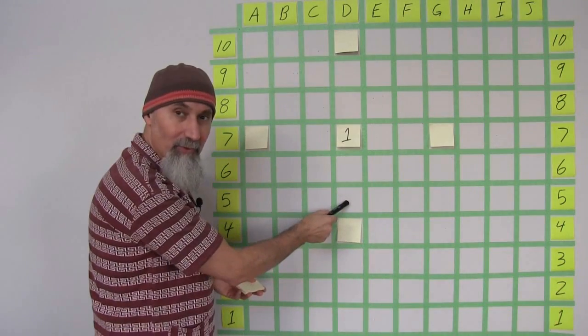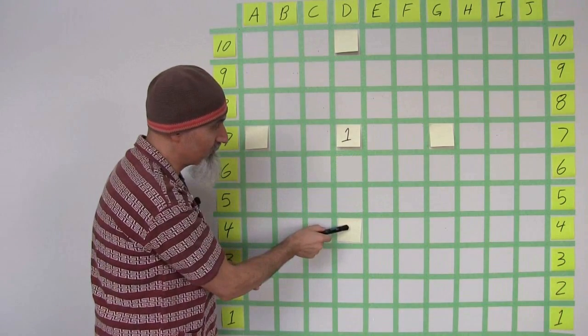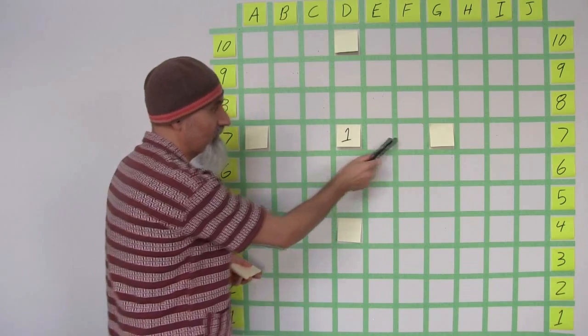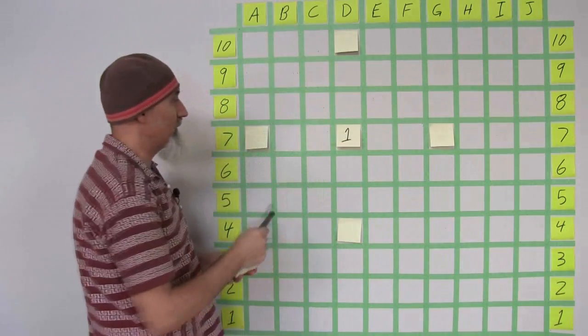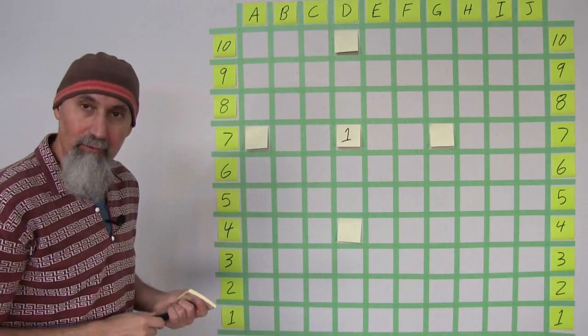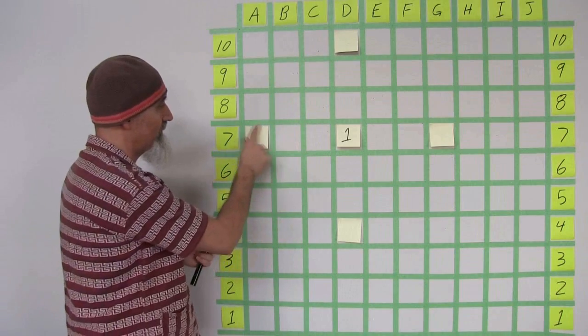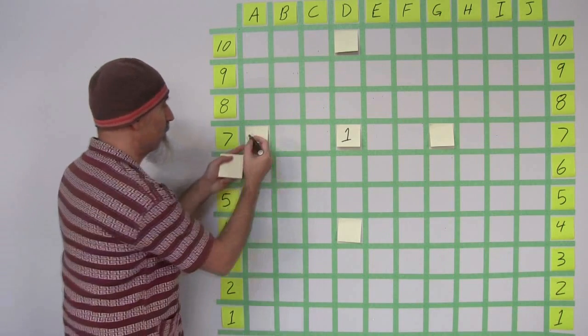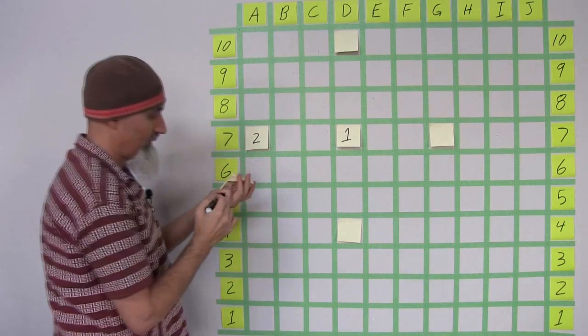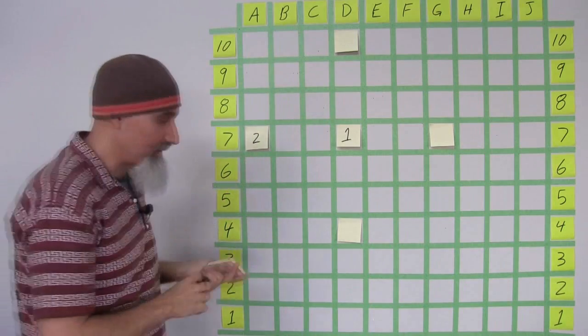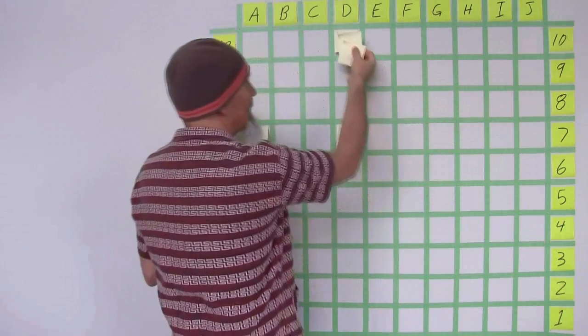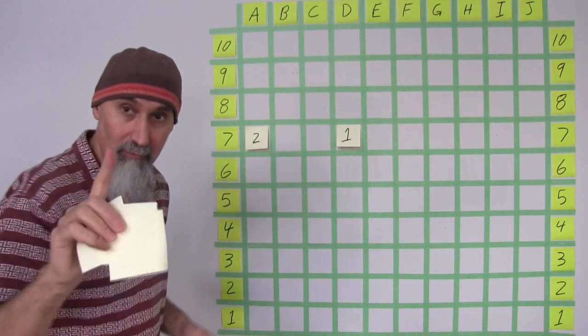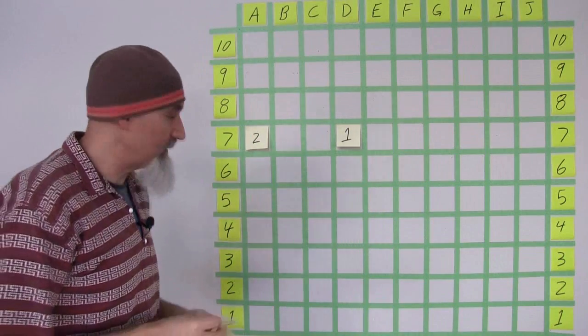Two square gap between them. So three squares away. 1, 2, 3. Let's assume we're going to put the two here, right? So we go two. The next number is three. We didn't take these ones. We can only put one number down at a time, right?